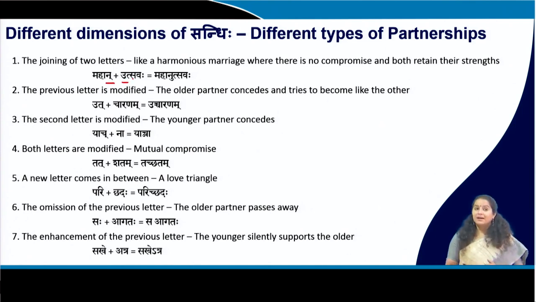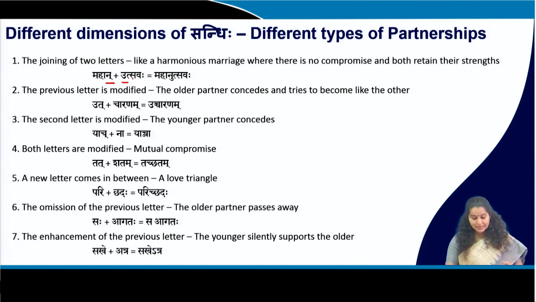Now, there is another kind of combination where the previous letter is modified, where the older partner, and I'm saying older not because of anything else, just because it comes before. That's the only reason. So the older partner concedes and tries to become like the other. So Utcharanam. You see the t kara becomes a ch. Ut was an upasarga for upward movement. Charanam is the pronunciation. You put it together, it becomes that which comes forth as a pronunciation.